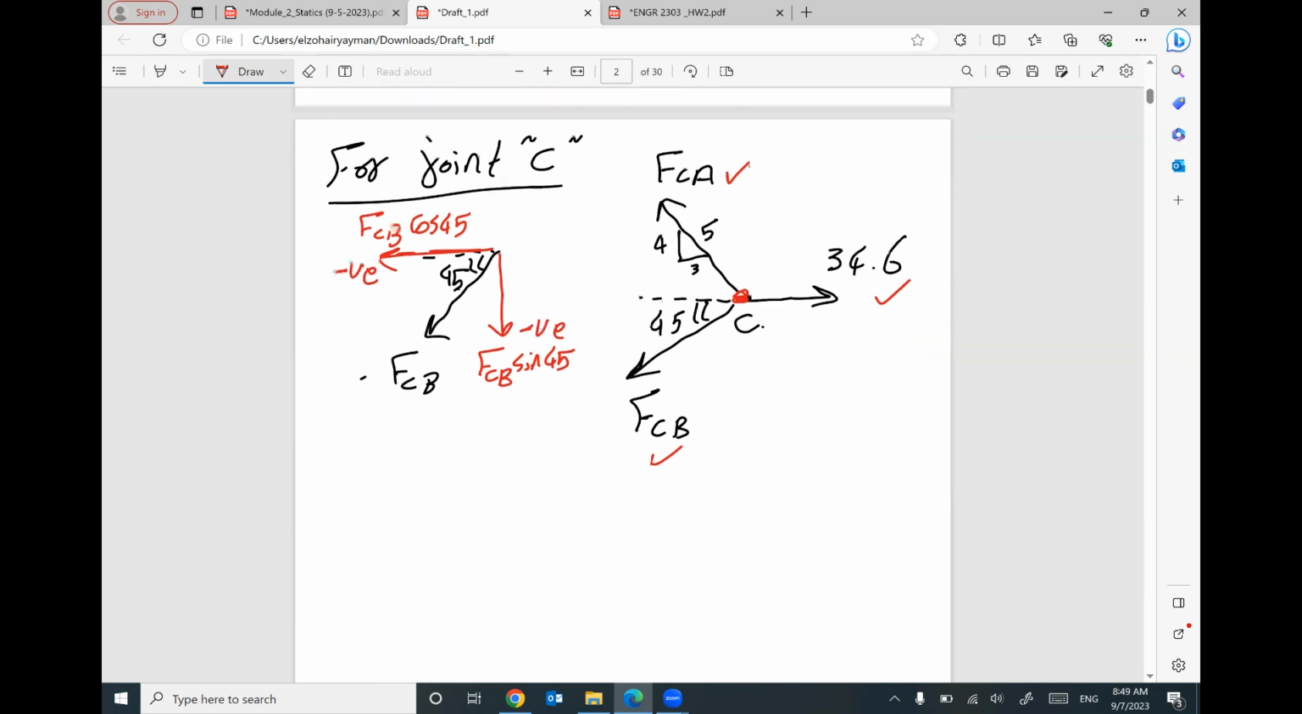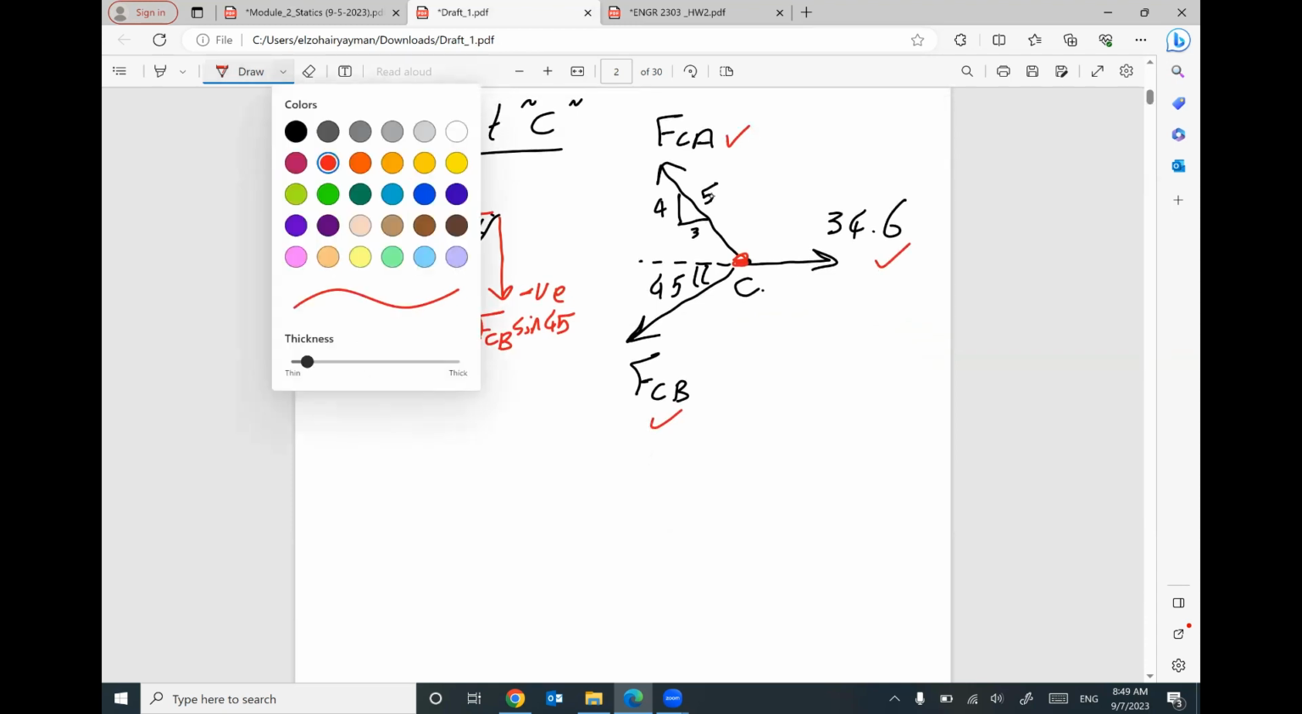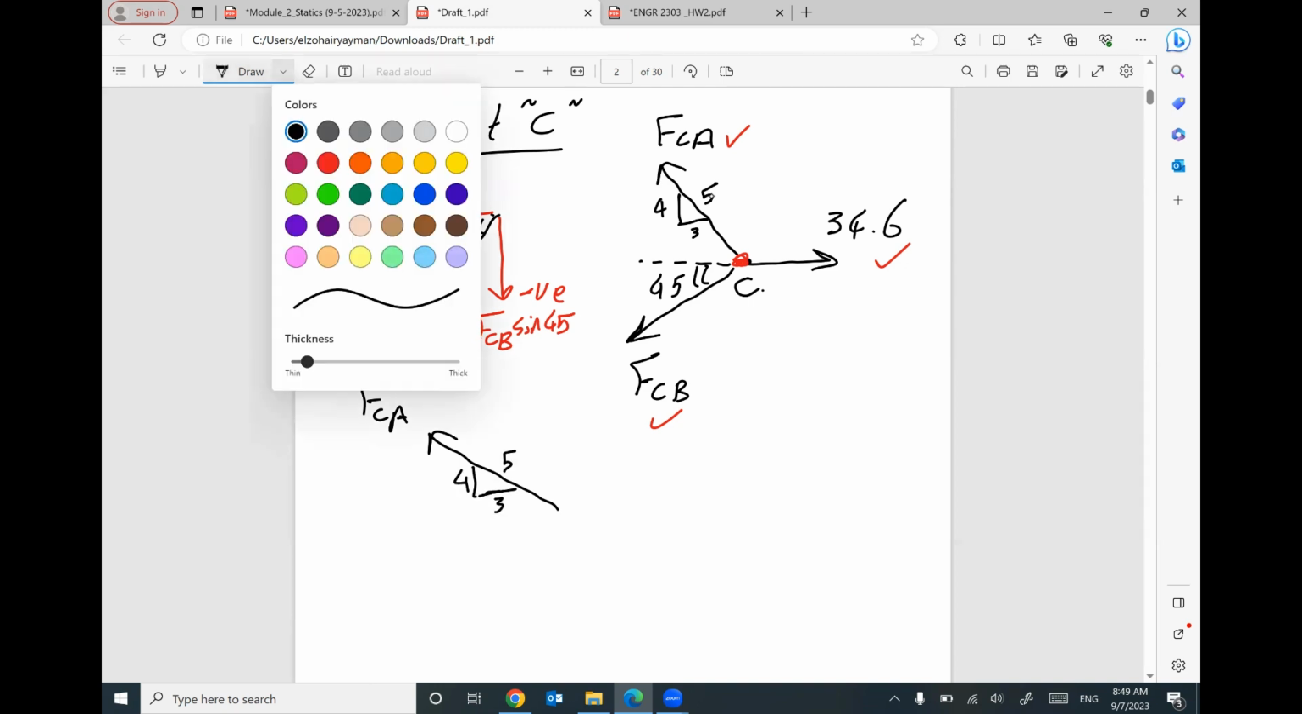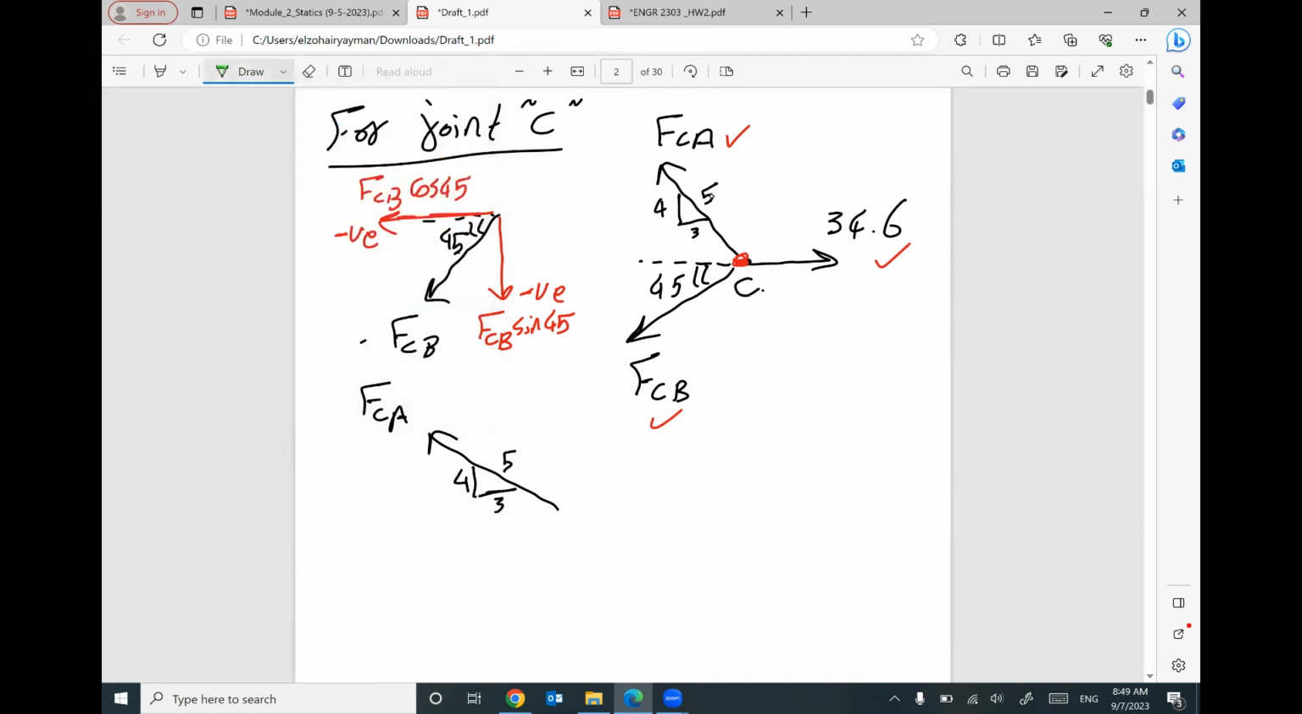What else? We have another force, FCA, and this right angle triangle 4, 3, 5. Guys, be careful. I will break it into two components, one horizontal and one vertical. If you assume your angle theta is here, then this angle will equal this one.